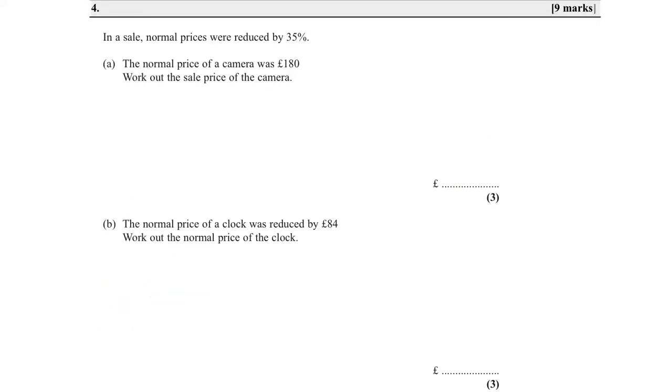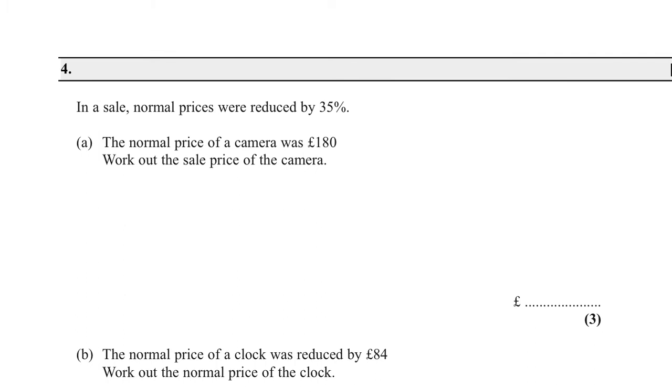Okay, question 4. In a sale, normal prices were reduced by 35%. Okay, so if we're reduced by 35%, we have 100%, we take away 35%, how much do we have left? 65%, perfect. The normal price of a camera was £180. Work out the sale price.